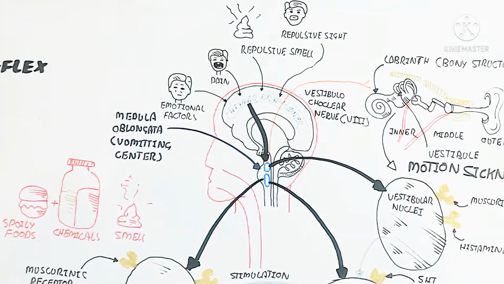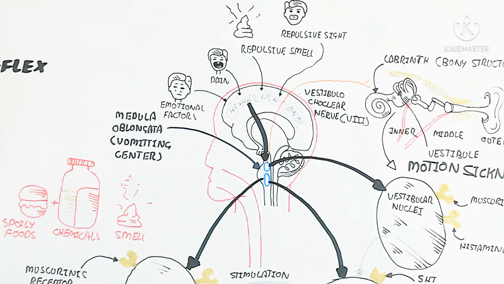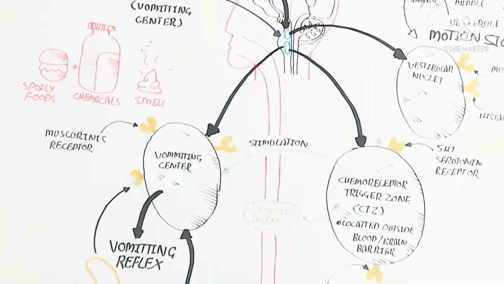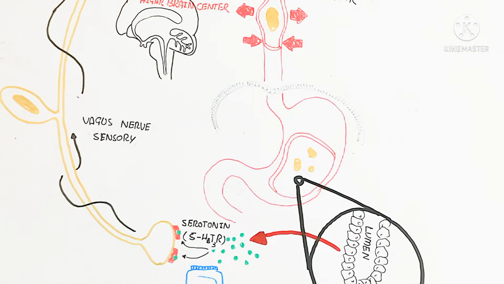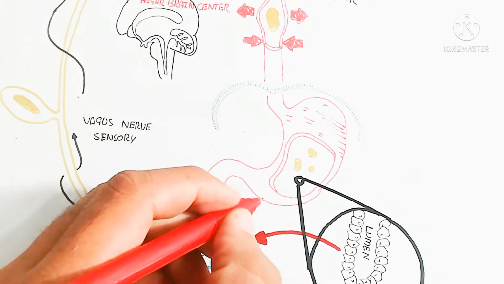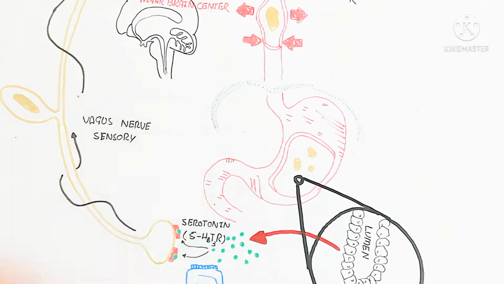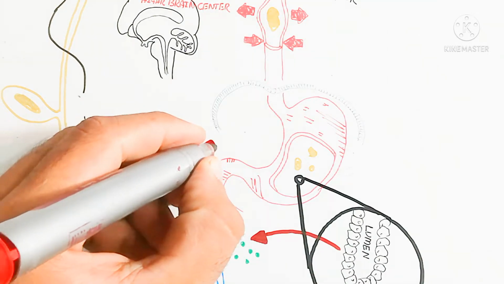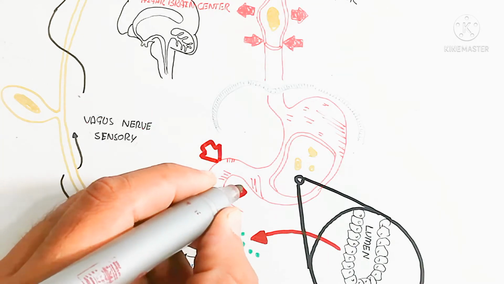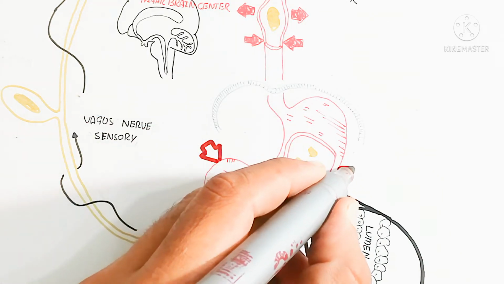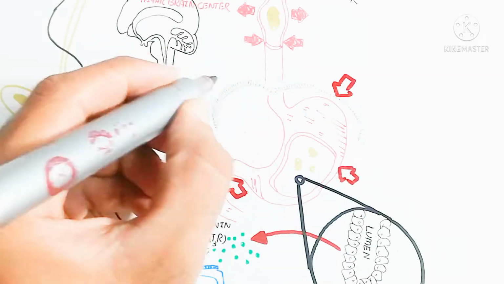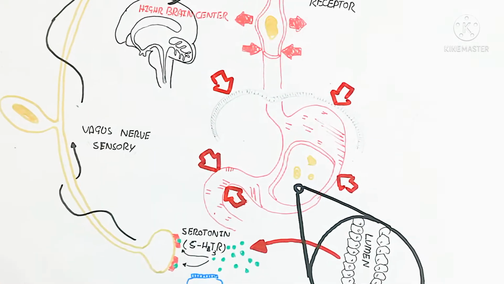So here it goes into the vomiting center, and after that the vomiting center triggers the vomiting reflex by motor nerves. Why motor nerves? Because the motor nerves control the muscle movement of the digestive system. So it is the afferent nerves, while the efferent nerve is the motor.